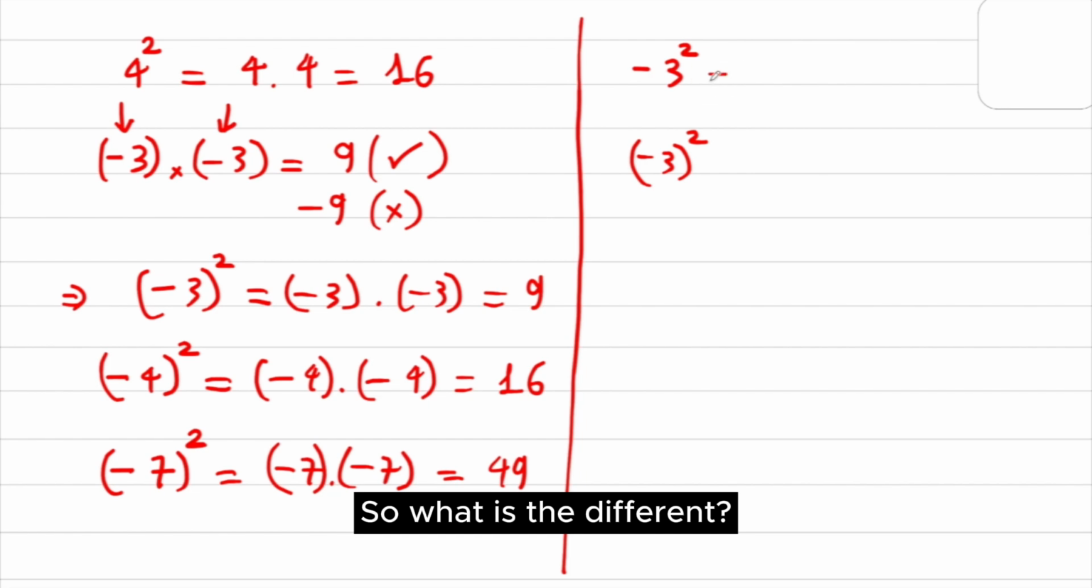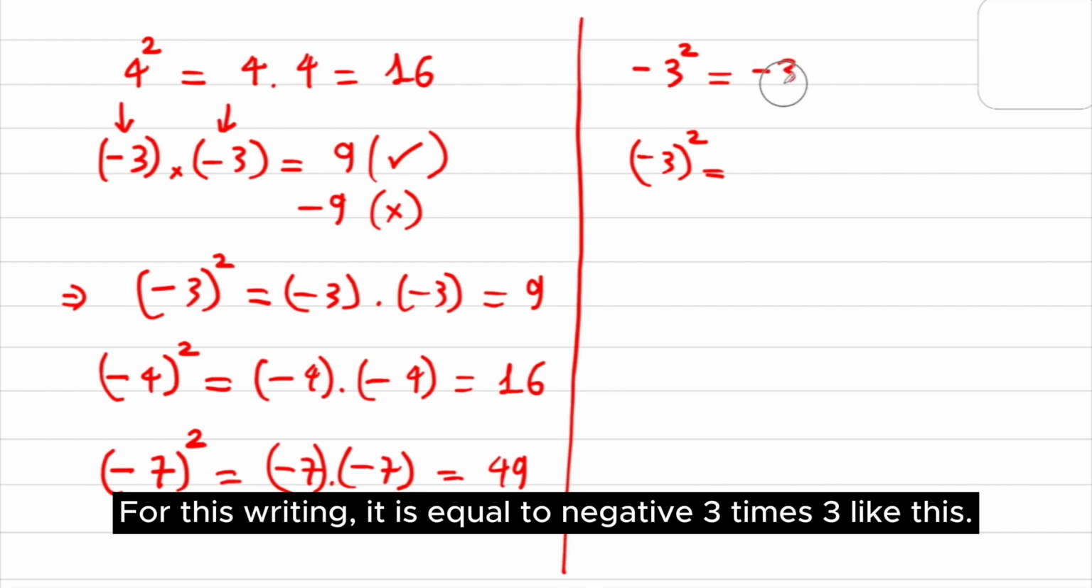So what is the difference between the expressions here? You have negative 3 square. For this writing, it is equal to negative 3 times 3, like this.